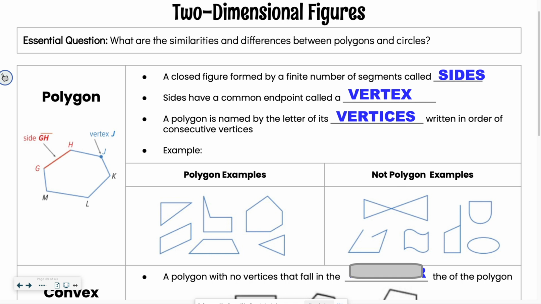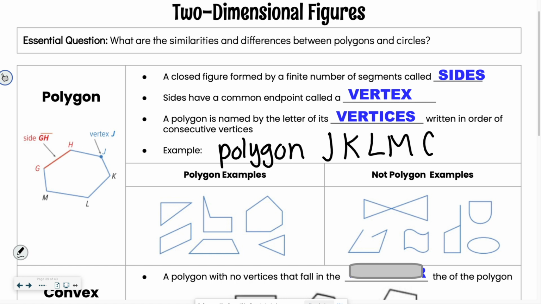So if we wanted to name this one over here, we would say polygon, and we just pick a vertex and go around. Which one do you want to start with? J. And then you just go in order. I'm going to go clockwise, but you can go counterclockwise. So J, K, L, M, G, H. And you just list them all until you get back to where you started.